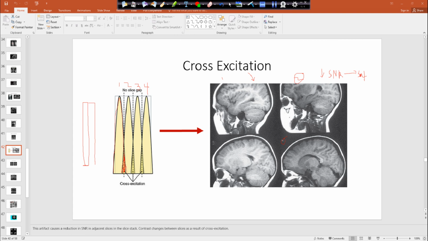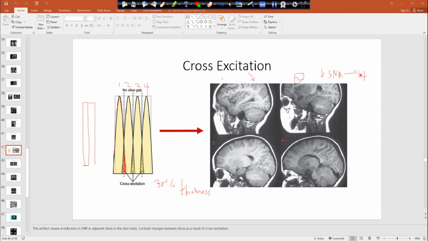So a remedy for this, and you guys set this all the time on your console, is what? Gap. Usually you want about a 30% gap, 30% of our slice thickness. So if our slice thickness is, let's say, keep it easy, 1 millimeter, what's our gap? 0.3. What if it's a 5 millimeter slice, which is typical for a brain?